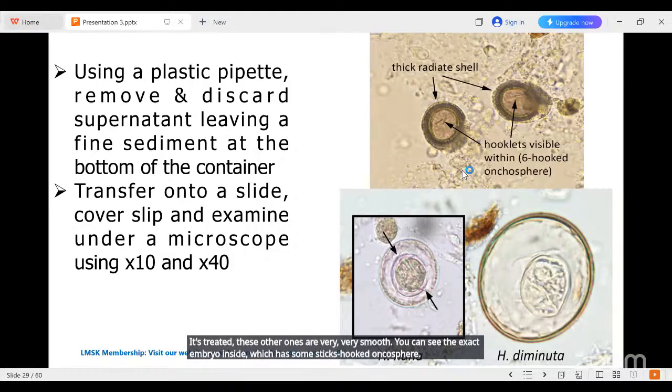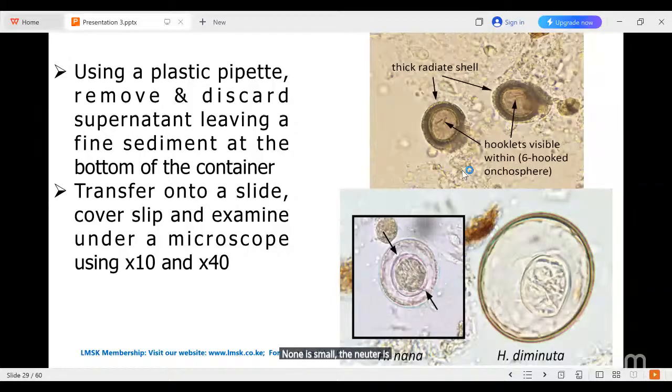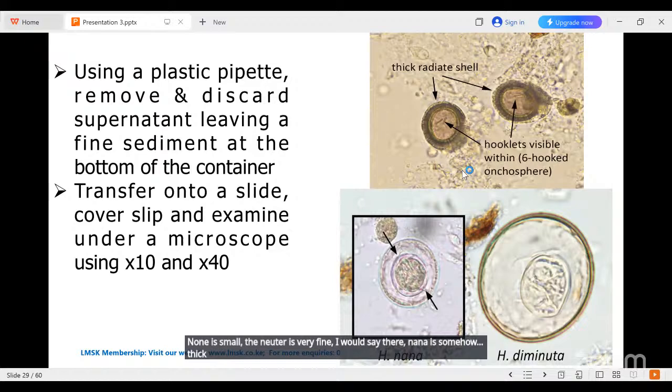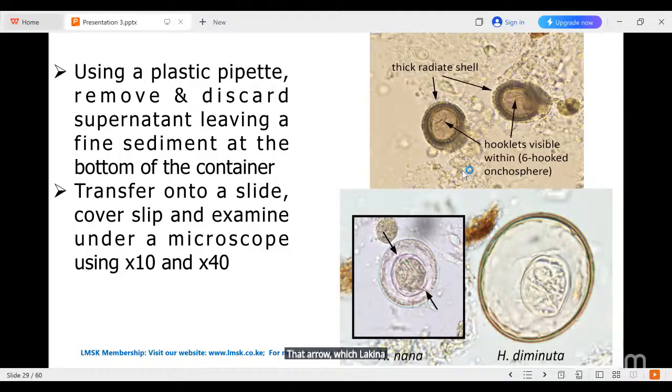Another difference between Hymenolepis diminuta and nana: you see diminuta is very big, nana is small. Diminuta is very fine outside there, nana is somehow thick, and nana has some polar filaments. You can see some polar filaments there at that arrow, which lack in diminuta.